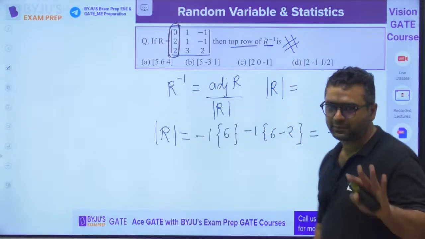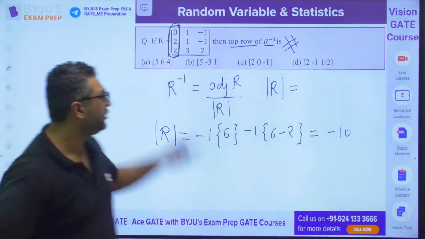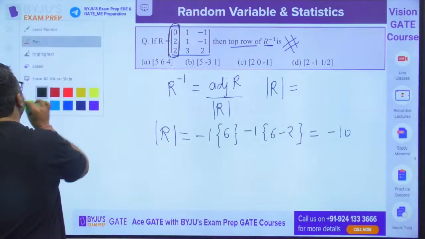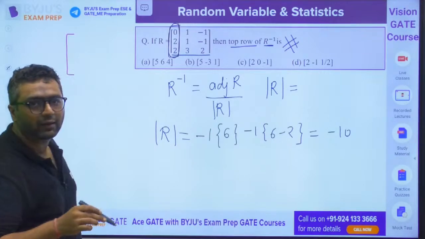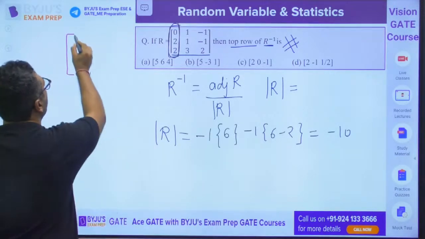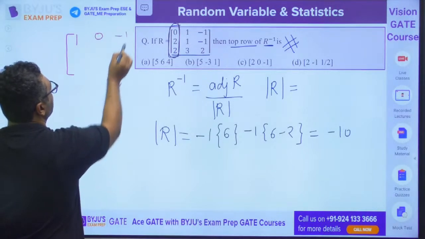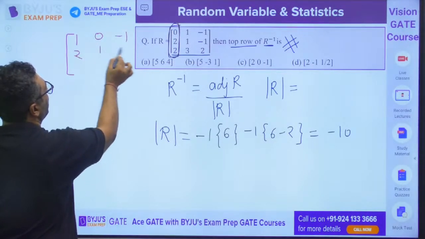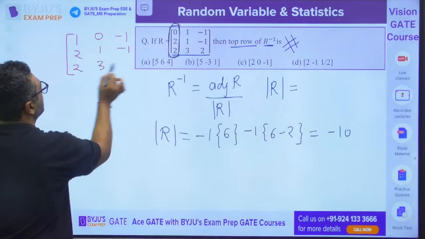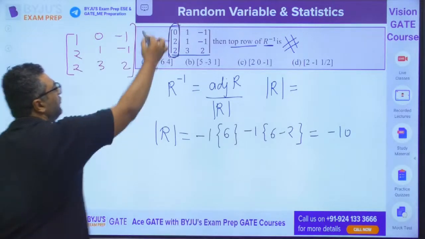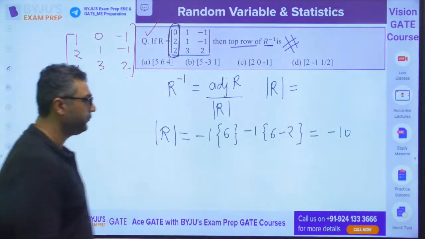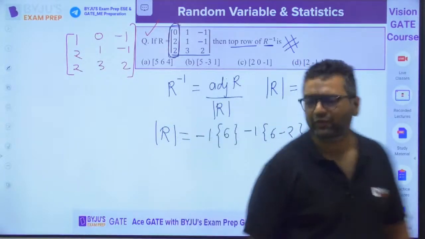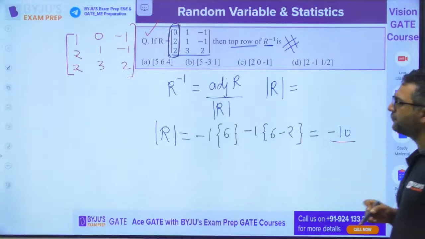Actually, there is a misprinting I am telling you. If you are following this matrix, don't go by these options, because the matrix given in the book was 1, 0, -1, 2, 1, -1, 2, 3, 2. This was the real matrix. So if we are going by this, don't go for these options. You tell me your answer. Okay. Yes. So we are going with this answer only, -10.